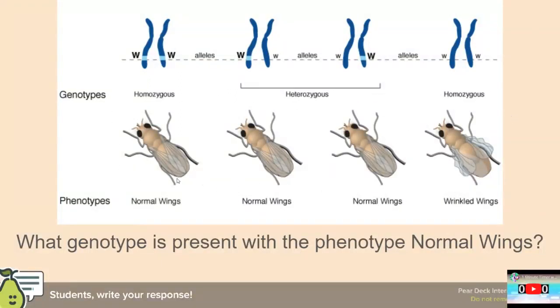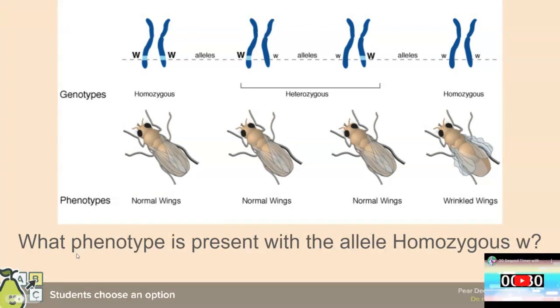Looking at all of these flies, they all have a dominant allele, one large capital W. These are heterozygous and this is homozygous, but the dominant allele is present, so I can assume that having normal wings is a dominant trait. So the genotype that's present has to have at least one dominant or one capital W.